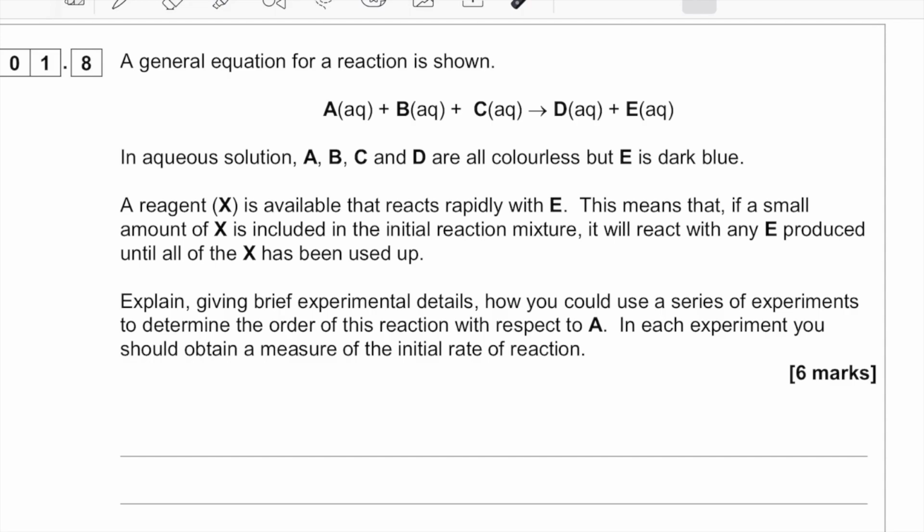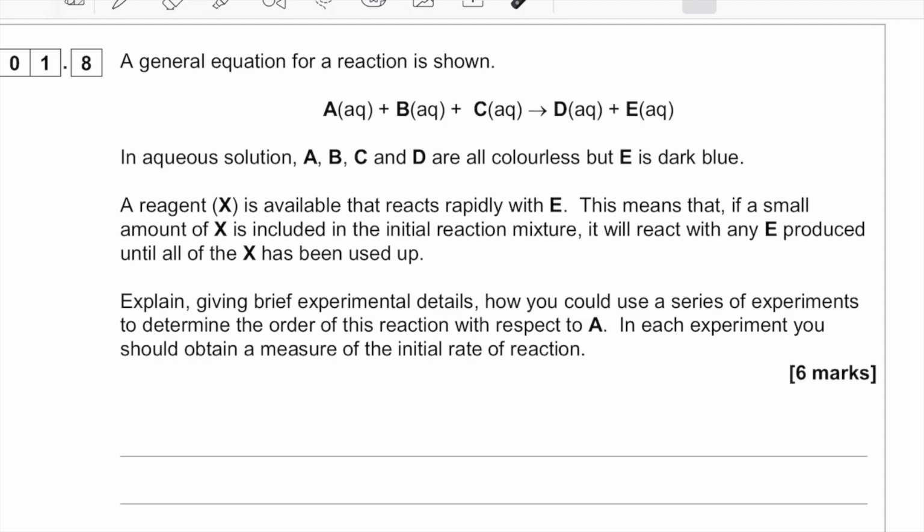So, how do we approach this now? We haven't read the final paragraph, have we, actually? So explain, giving brief experimental details, how you could use a series of experiments to determine the order of this reaction with respect to A. In each experiment, you should obtain a measure of the initial rate of reaction. So this very much is core practical 7 or required practical 7.